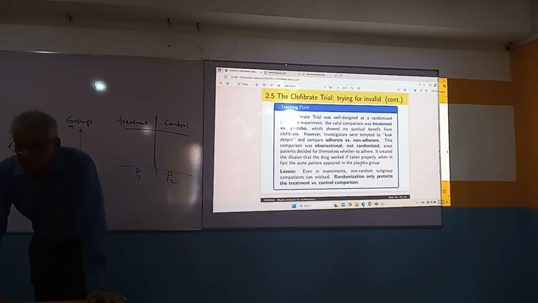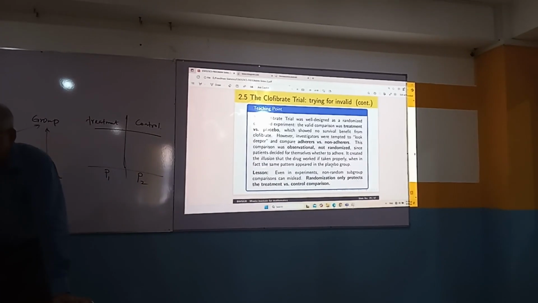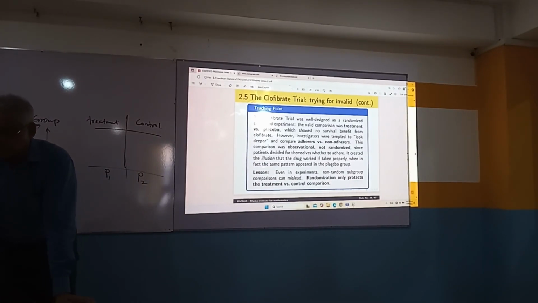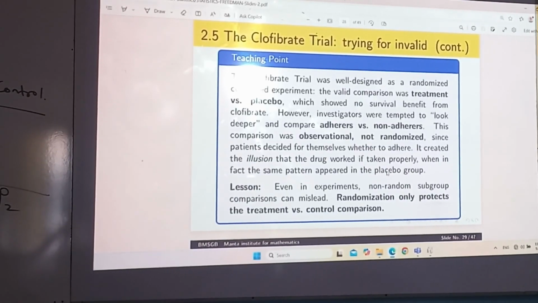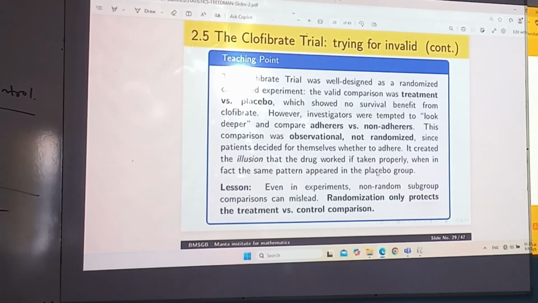So the teaching point here is that this particular trial was well designed and a randomized controlled experiment. The valid comparison was between treatment and placebo, which showed no survival benefit from the treatment. However, investigators were tempted to look deeper and compare adherence and non-adherence. This comparison was not experimental anymore, it was now observational. Right? It was not randomized. Since patients decided for themselves whether to adhere or not, it became an observational study, not a randomized study.